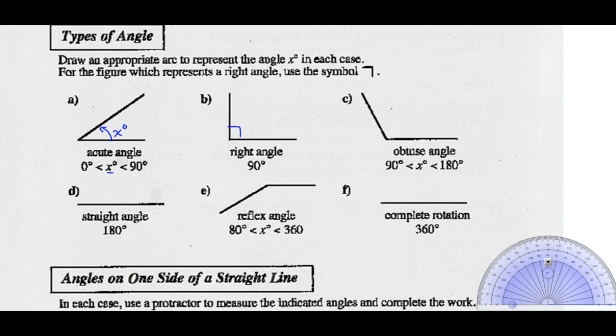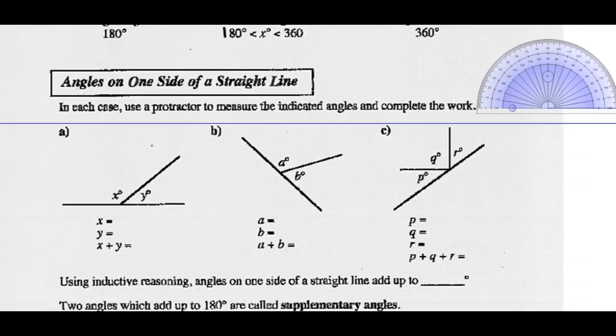An obtuse angle where x is greater than 90 but less than 180, this would be the definition of an obtuse angle, that's x degrees. A straight angle looks something like that. That angle is 180 degrees. A reflex angle where x is greater than 180 but less than 360, that's this angle here. So that angle is greater than 180 but less than 360, x degrees. And a complete rotation, a 360 degree angle would look something like that. So that's 360 degrees. Stops where it started.